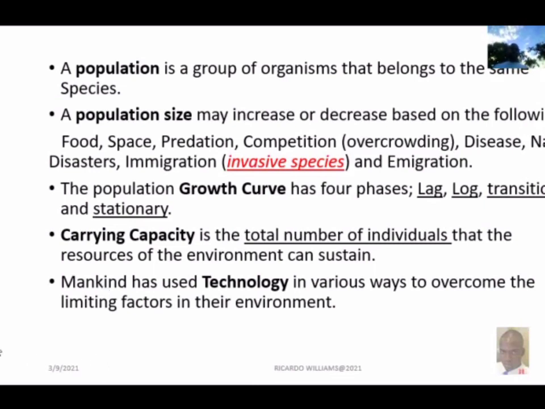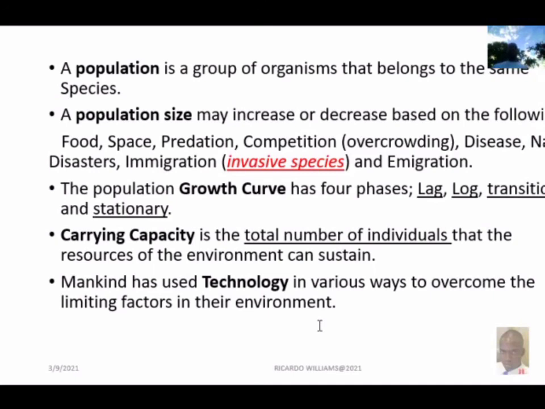The growth curve has 4 phases: the lag phase, the log phase, the transition phase, and finally the stationary phase. And we know that the carrying capacity deals with the total number of organisms that the environment can sustain. And finally, we know that man has been able to use technology to overcome all the challenges that their population faces, and so they continue to grow and grow and grow. We are 7 billion and we keep going and going. So these are the things that we have done, right?